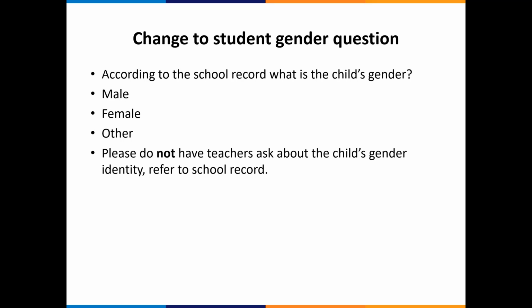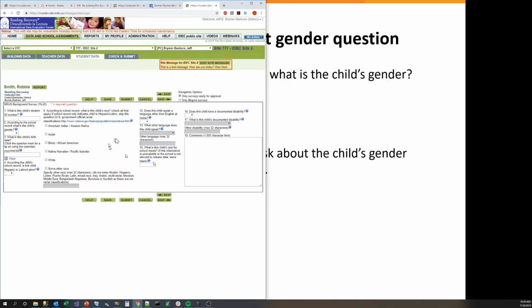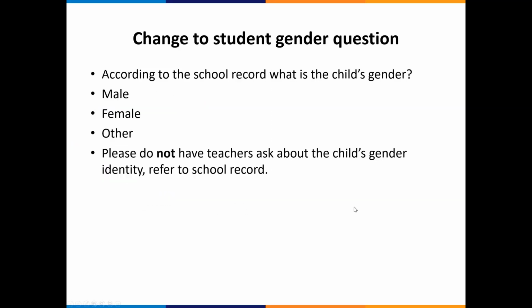So let's just take a quick look at that on the website. Let me pull up an example. Here we have some example data. I am going to pull up the background data here, and you will see the gender question. There you are: according to the school record, what is the child's gender, male, female, or other? So your teachers will see that. This changes for Reading Recovery, random sample, DLL, random sample for DLL, T&I students as well, and our Literacy Lessons students. So all of our student groups have that change.